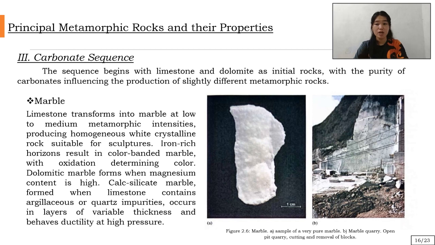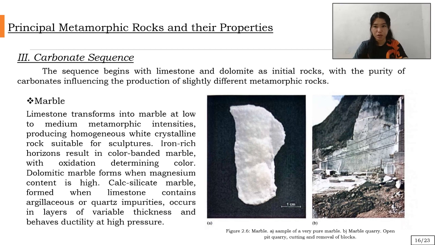The third one is the carbonate sequence. The carbonate sequence is another metamorphic sequence that begins with limestone and dolomite as initial rocks, with the purity of carbonates influencing the production of slightly different metamorphic rocks. If the limestone or dolomite is relatively pure, slightly different metamorphic rocks are formed through the process of metamorphism, where high pressures and temperature lead to changes in mineral composition and texture. The specific characteristics of the resulting metamorphic rocks depend on the purity of the initial carbonate rocks.